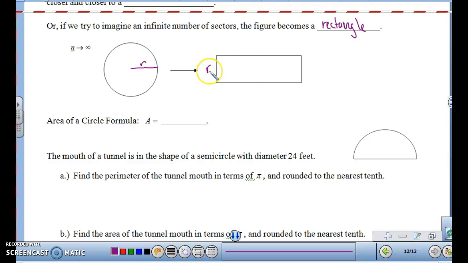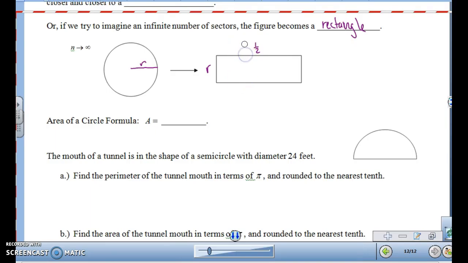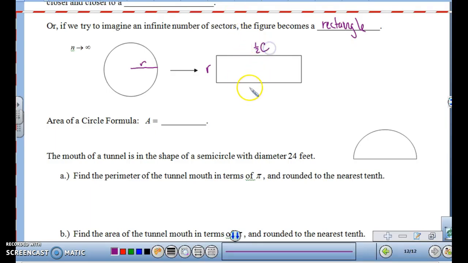Now, to go around, remember this is put together by different sectors, this side and this side would be the whole outside of the circle. So this would actually be the circumference of half of the circle, and so would the other side. So C would equal, this would be half of C, half the circumference, and this one would be half of the circumference.